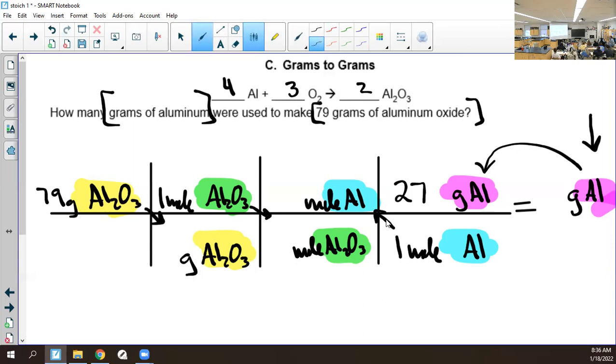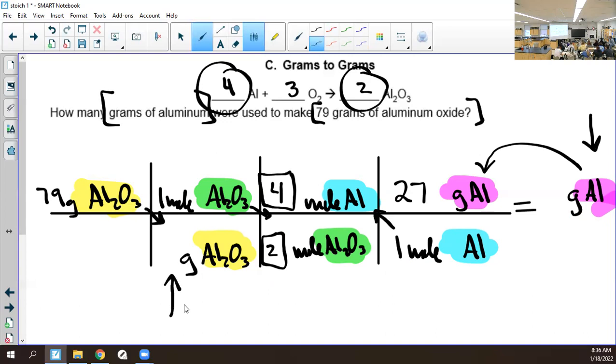Okay, now, where do these numbers come from? Tell your partner, where do the mole and mole numbers come from? The balanced equation. So there's a 4 in front of aluminum, and there is a 2 in front of Al2O3. Okay, then the last part, and probably the hardest part, is right there.